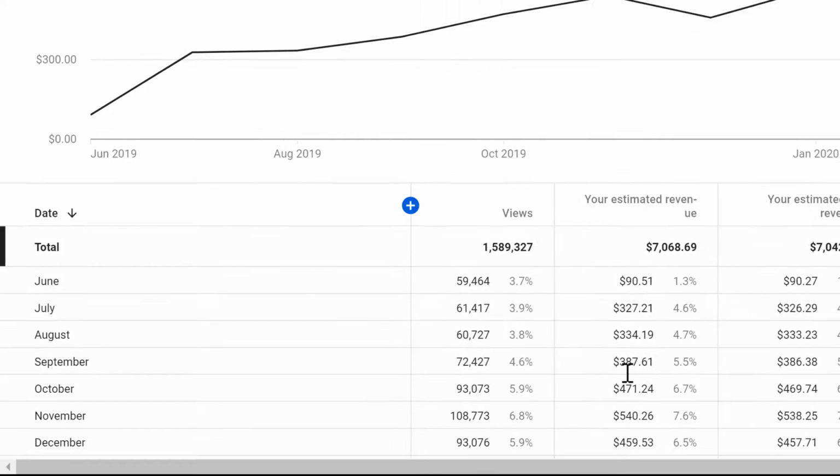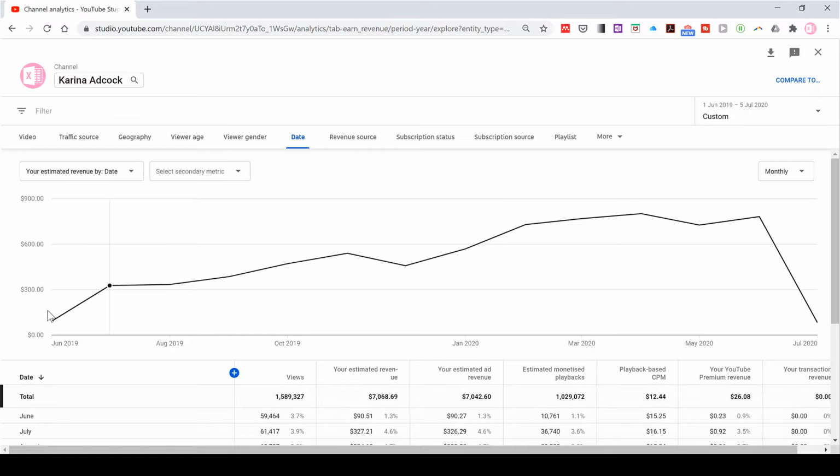Now if we have a look at the graph, you can see the amount of money has been increasing each month. Ignoring this value here, because as I just said, it's only part of a month.